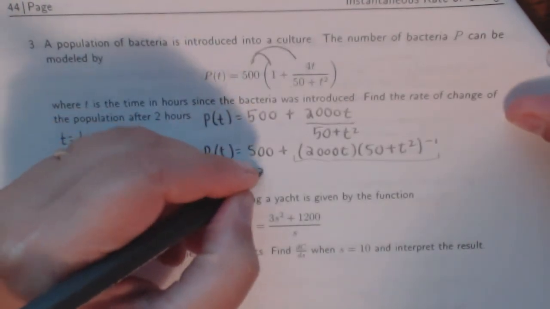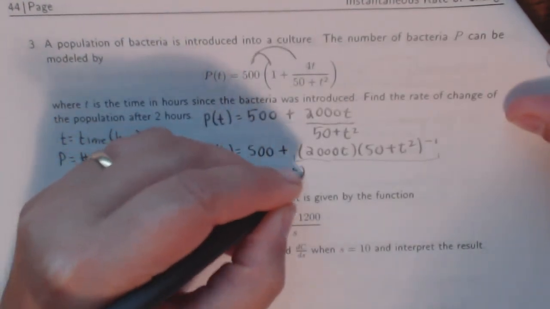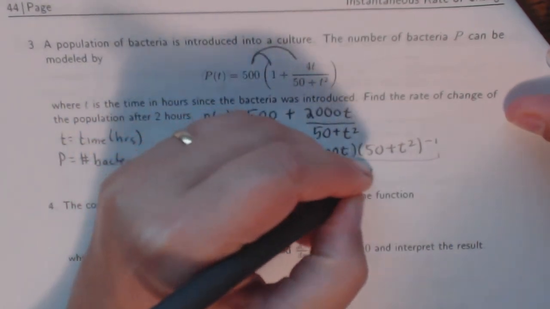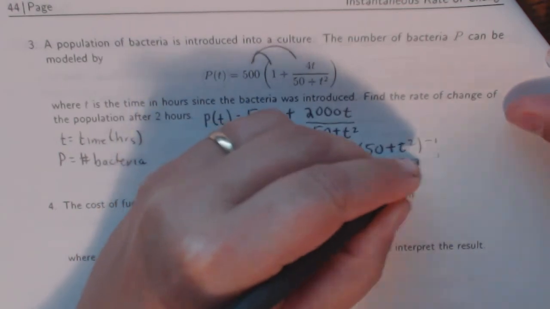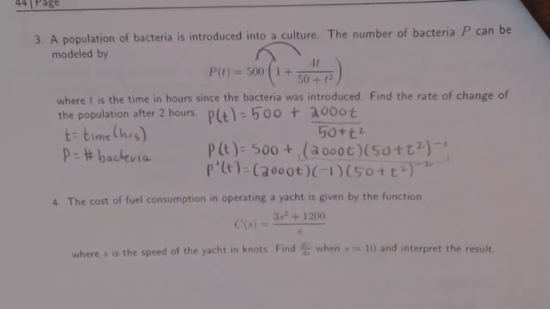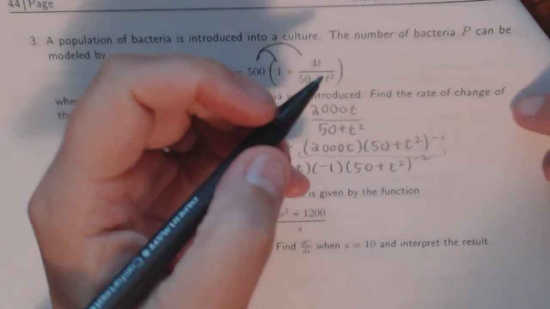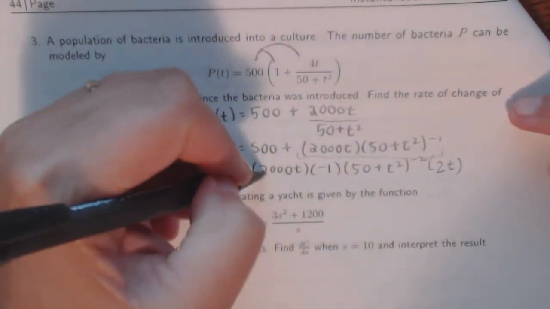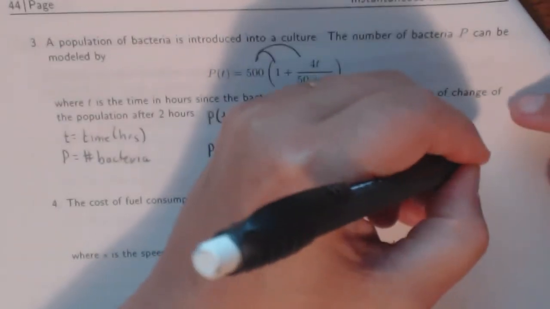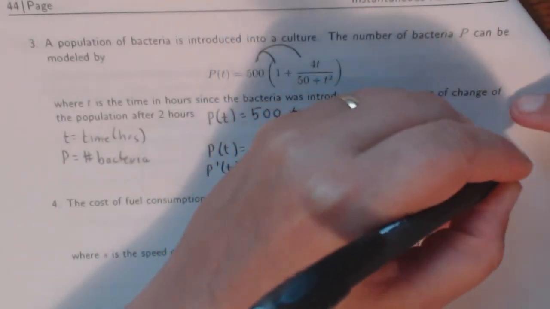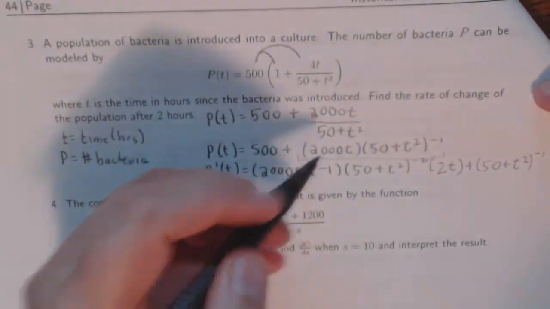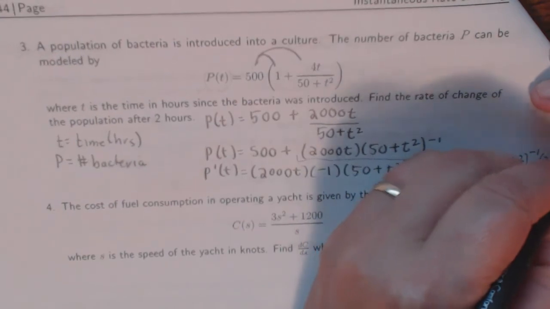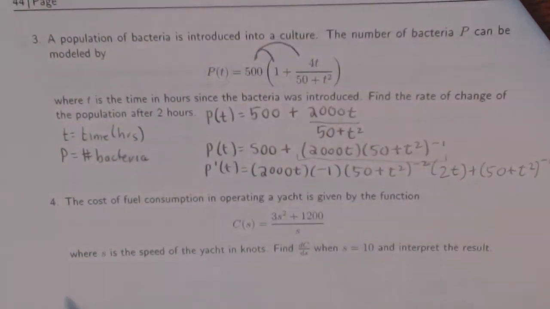So that would be first times the derivative of the second, which you would have to use the chain rule. So that's negative 1 times (50 plus t squared) to the negative 2. And then the derivative of the inside is 2t. So this would be first times the derivative of the second plus the second, which is (50 plus t squared) to the negative 1, times the derivative of the first, which is 2000. And then we'll check it.